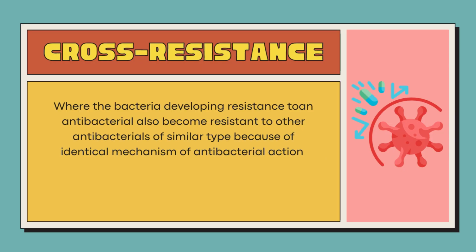Furthermore, another type of resistance that bacteria exhibit is cross resistance, where bacteria developing resistance to an antibacterial also become resistant to other antibacterials of similar type. This is due to the identical mechanism of antibacterial action of the antibacterial agents used. Such examples include bacterial resistance to sulfonamides, tetracyclines, penicillins, and more.